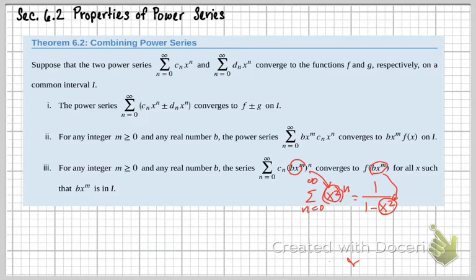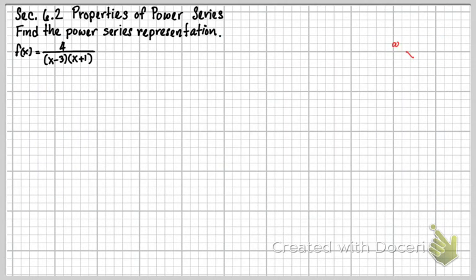So now let's deal with some fun problems here. So we can deal with this first property now that we haven't used yet. So here goes one. Okay, so this says find the power series representation. F of x is 4 over x minus 3 times x plus 1.